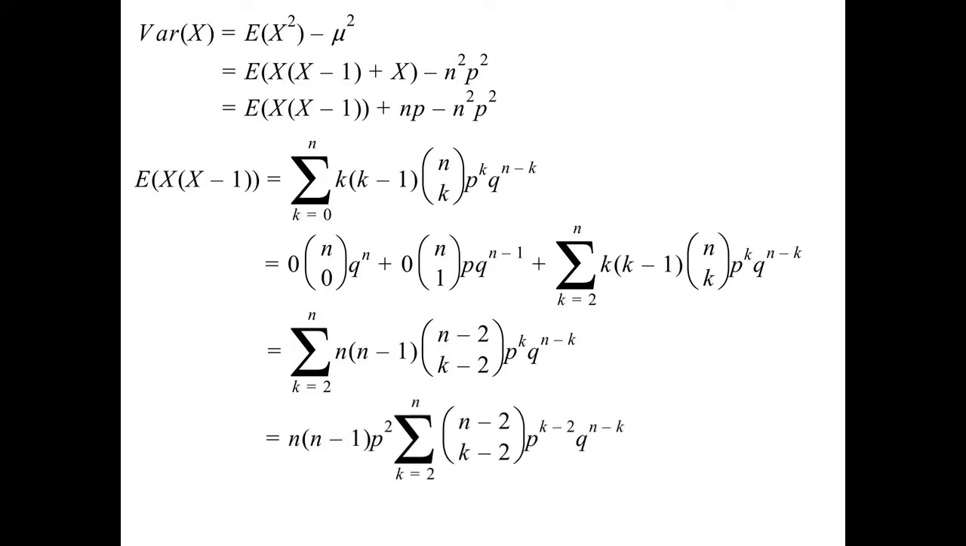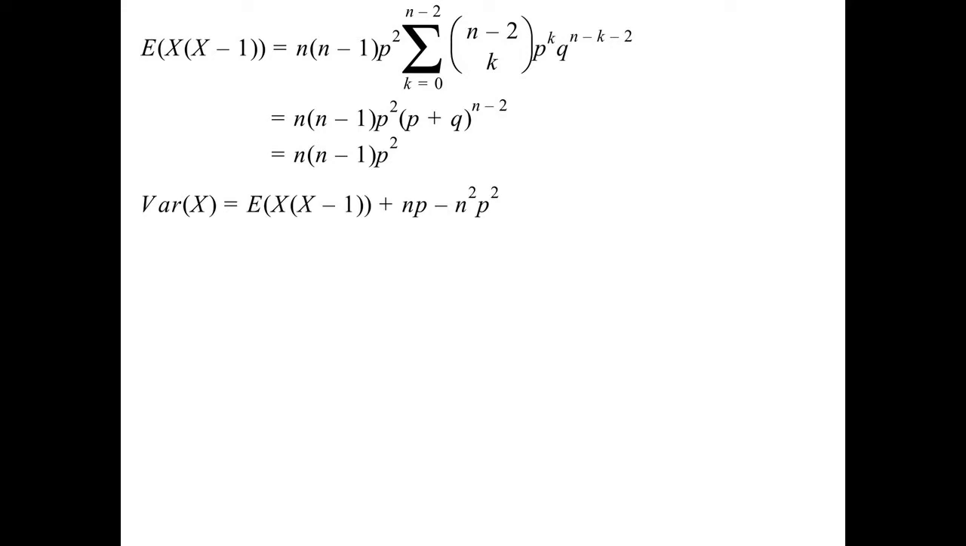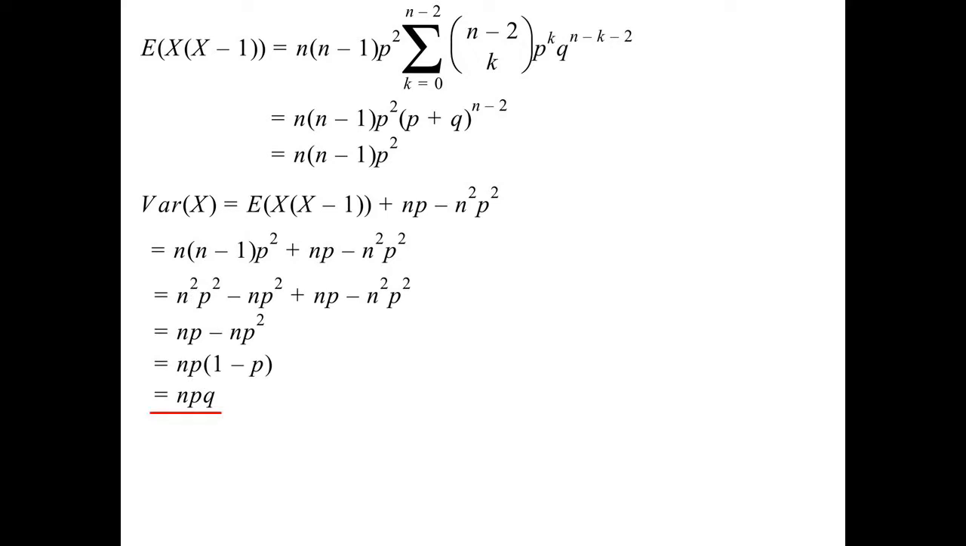That one, I'm going to pull out the constants n minus 1, but also a p squared, leaving me with this expression. Now, that expression becomes p plus q to the power of n minus 2. But p plus q we know is equal to 1, and we end up with n times n minus 1 times p squared. All right, but remember, we've also got to add in np and take away n squared p squared. So eventually, we end up with just this, npq. Again, that's all you need to know, npq. Don't worry about how I got it there.